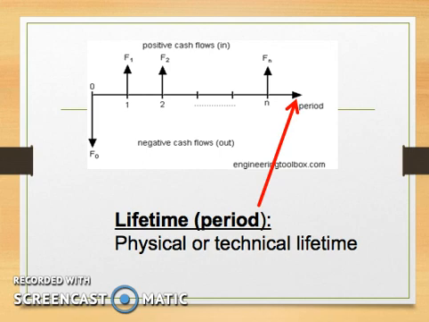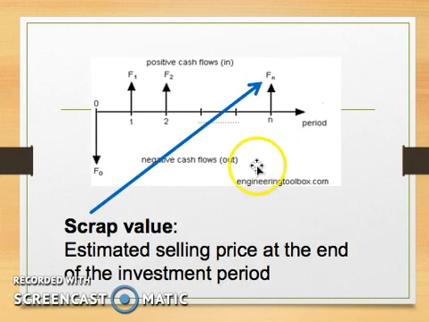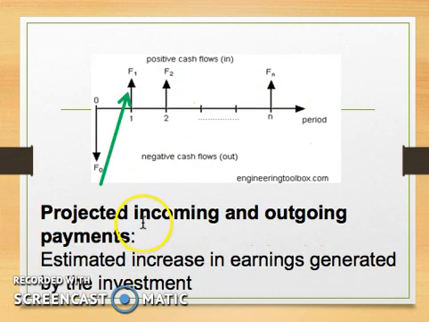The lifetime period, it depends. It is whether physical or technical lifetime, how long will we actually be able to use this machine. The scrap value, which you'll also be focused on in this class when talking about investment, is the estimated selling price at the end of the investment period. This can of course be zero, but it can also be several hundred thousand, a million, etc. It depends on whether someone will be interested in buying the machinery at the end of the usage. Projected income and outgoing payments, this is, for example, the positive cash flow which would be coming in at the beginning.